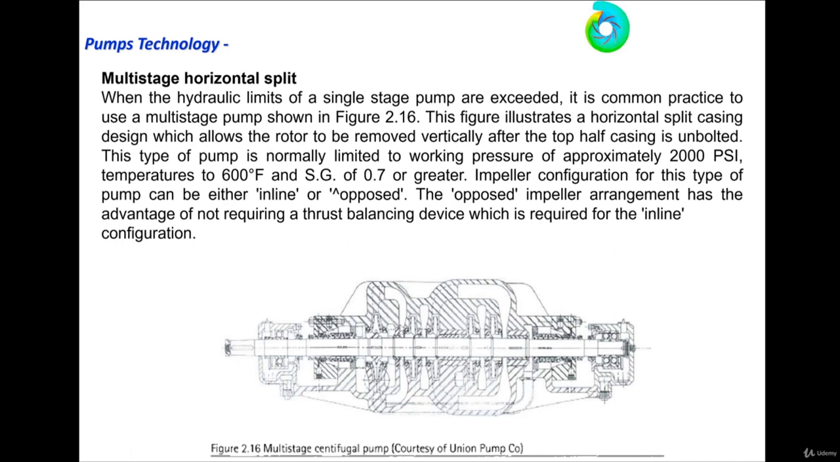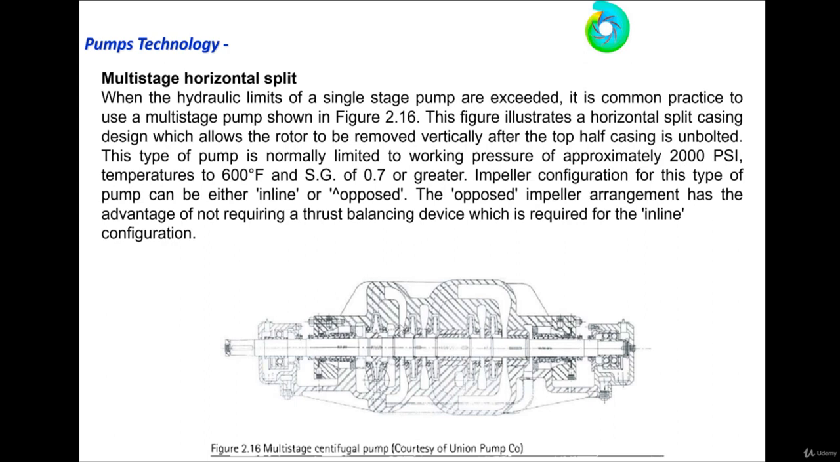The horizontal split casing design allows the rotor to be removed vertically. Just dismantle the upper half, take it out, then pull the rotor for maintenance vertically, after the top half casing is unbolted.